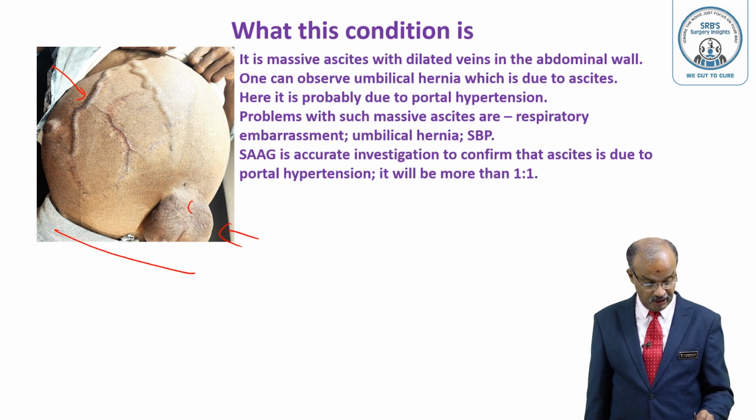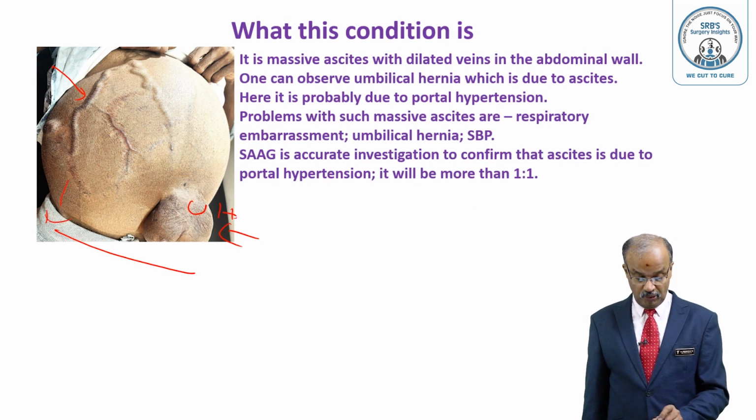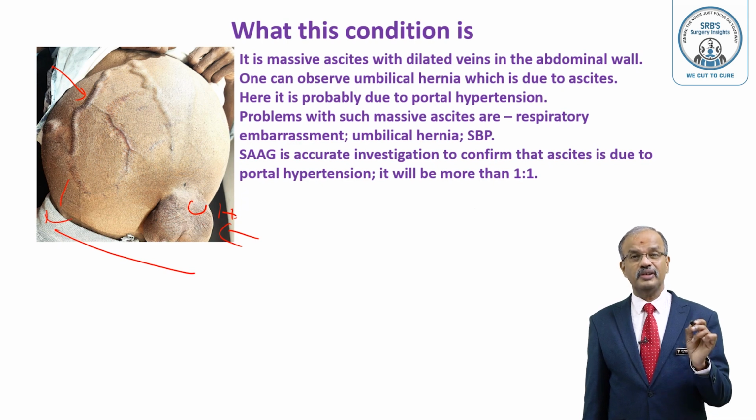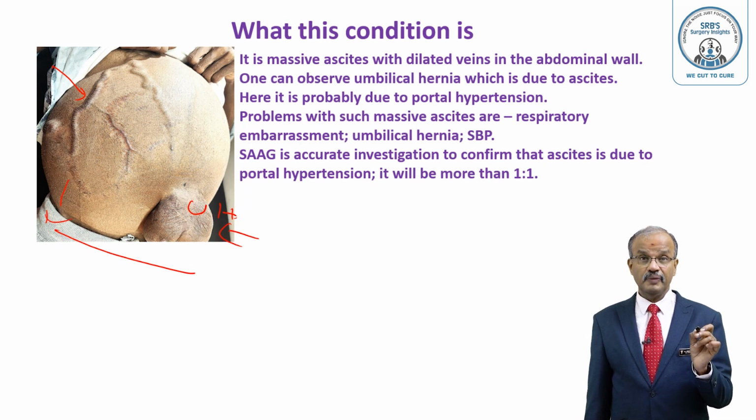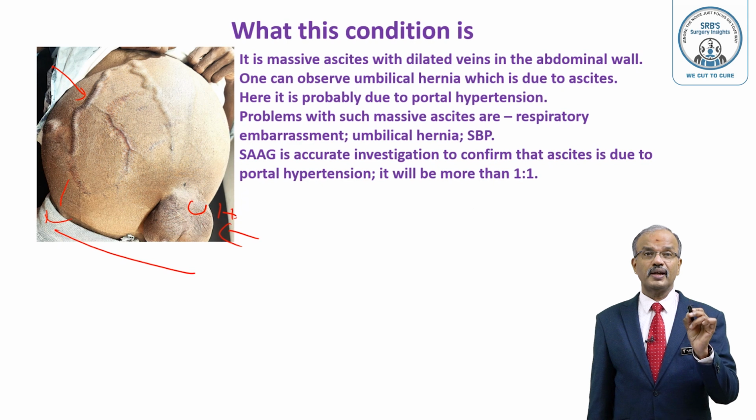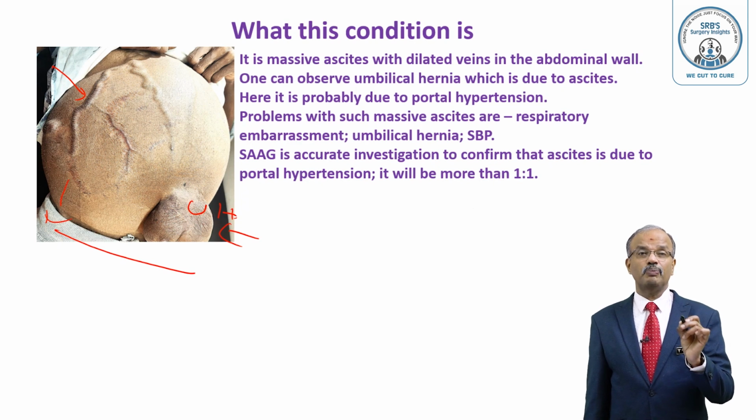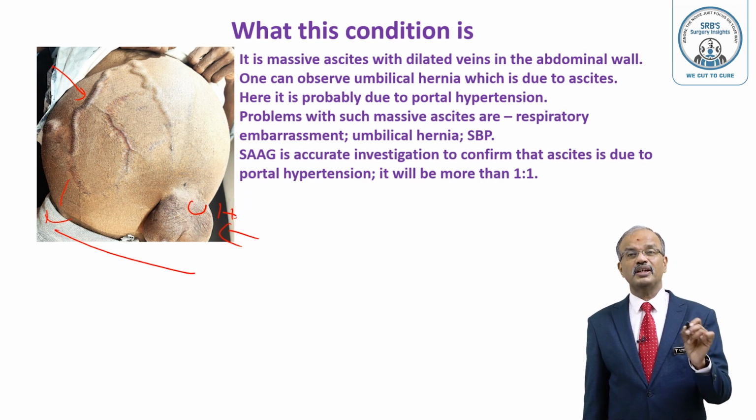With the umbilical hernia here, you can see the umbilical hernia. You can see the dilated vein here, and probably due to portal hypertension. Here, problems are respiratory distress, umbilical hernia, and spontaneous bacterial peritonitis, SBP. It's very, very common, remember, especially in a patient with cirrhosis.